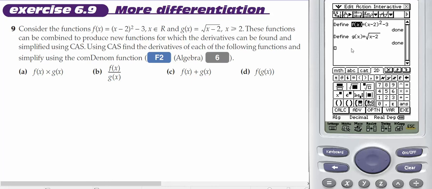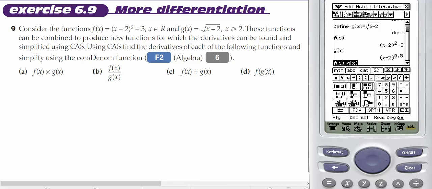Okay. Now just double check to make sure that's correct. If I take f of x and I put that there and press execute, I get what it equals. And if I put g of x down there and press execute, I get g of x. So in the first one, I want f of x times g of x. So if I take f of x and I multiply it by g of x, and I take its derivative, calculate derivative with respect to x.